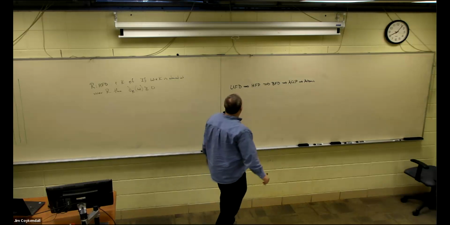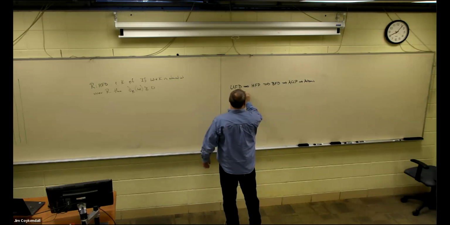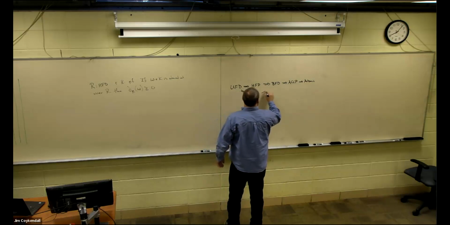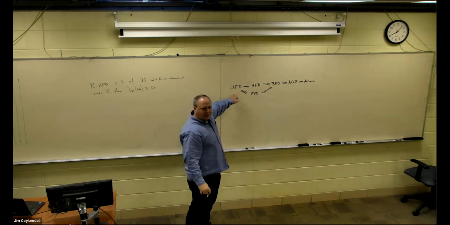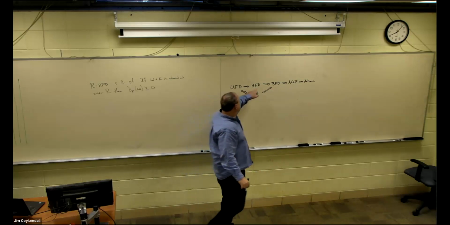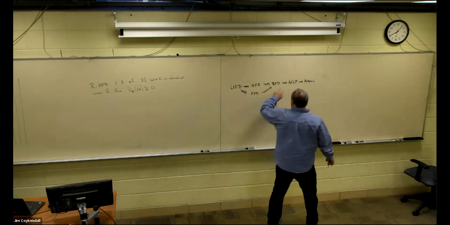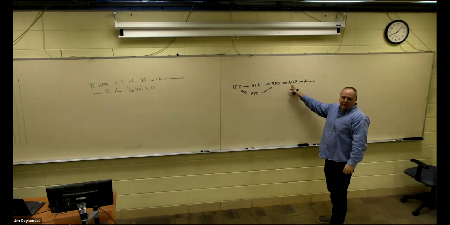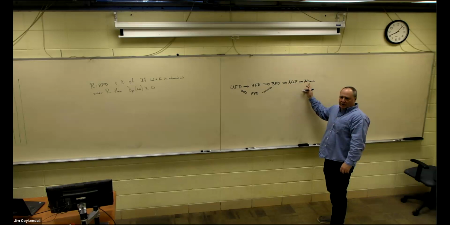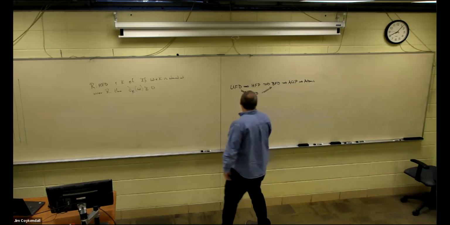I'm going to tell you what a couple of these things are. Okay, we know what UFDs are. We know what HFDs are. We don't know what bounded is. We know what ACCP is. It means the ascending chain condition on principal ideals, and we know what atomic domains are. Right. And one of the things we proved early on is this implies this.